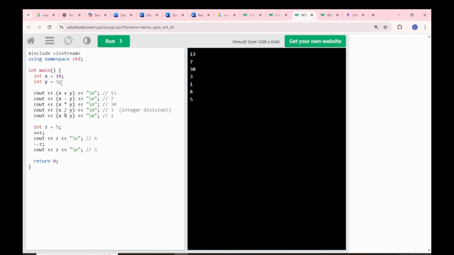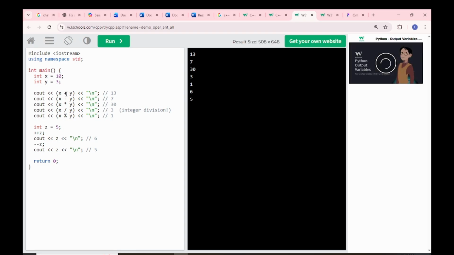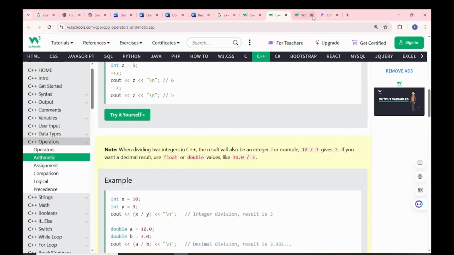Integer x equals 10, y equals 3, cout x plus y, cout x minus y, cout x into y. So these are the things we get here. Integer z equals 5, ++z, cout z. Okay, 6. Minus. So I hope you got it, guys. This is an easy one.